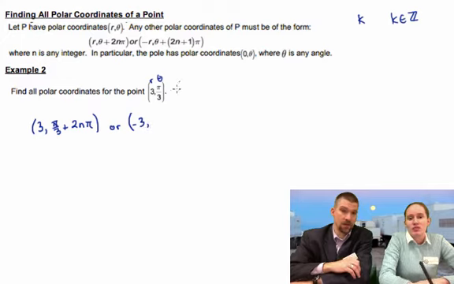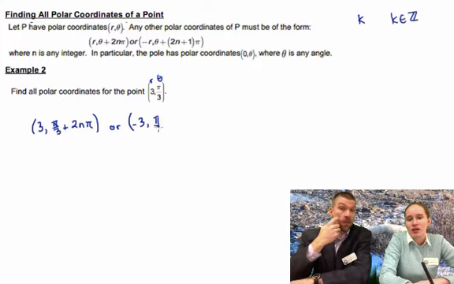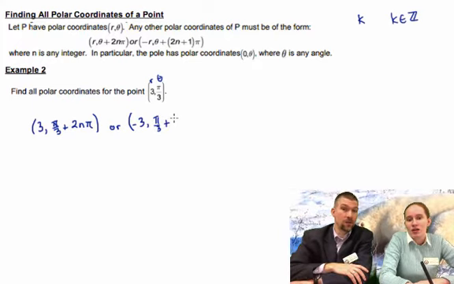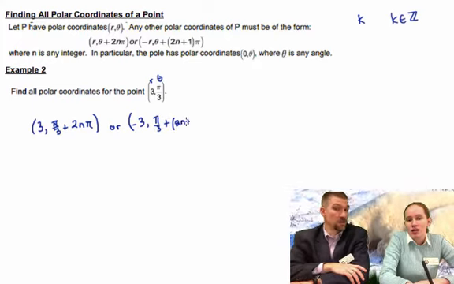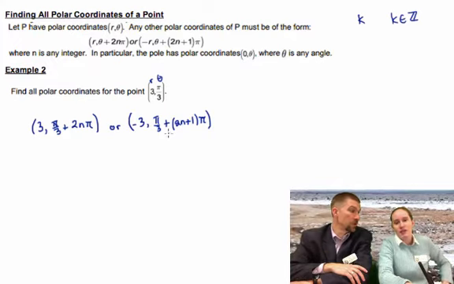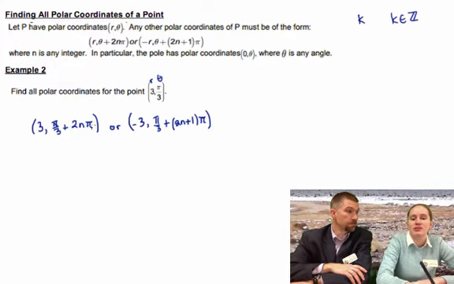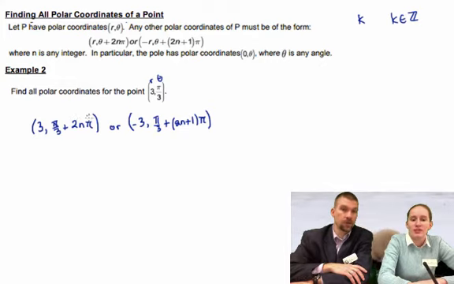Or, here we need negative r, so negative 3, comma, pi over 3 plus (2n plus 1) times pi. What does 2n plus 1 do? It gets us odd numbers, which is what we need, odd multiples of pi here, not even multiples. Those are all even multiples of pi.